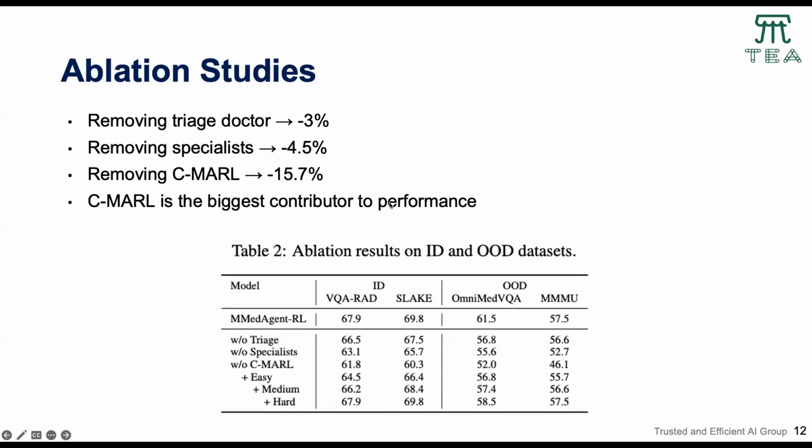And in the ablation studies, they compare three situations, which include removing the triage doctor, the specialist, and their curriculum multi-agent reinforcement learning part. They have shown that the third part has the biggest contribution to the performance.